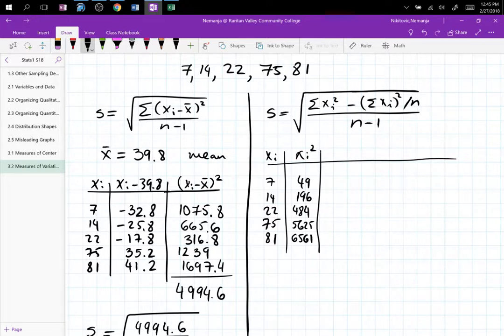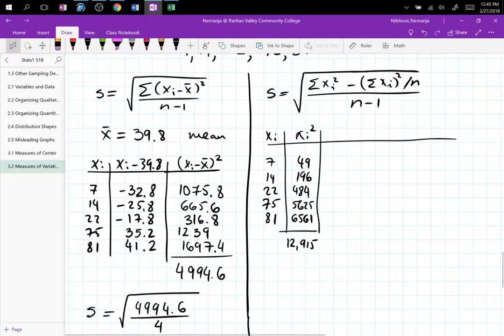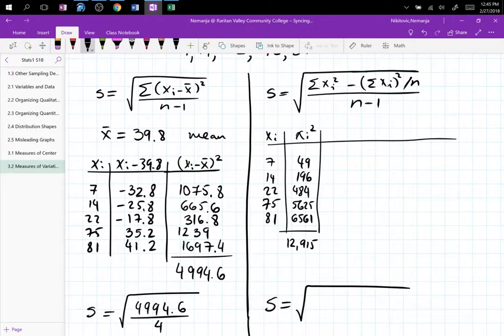And then we have to add all of those values, and we have 12,915. And we are done with the first number. So I have S equals the square root of 12,915, and that's going to be minus, and now we have to do the other side.